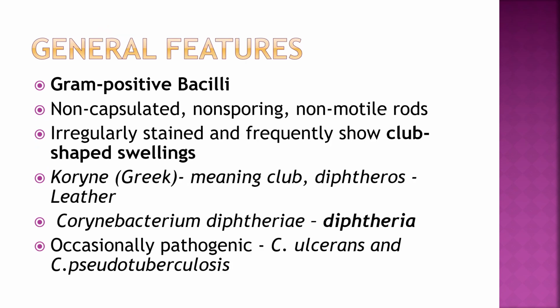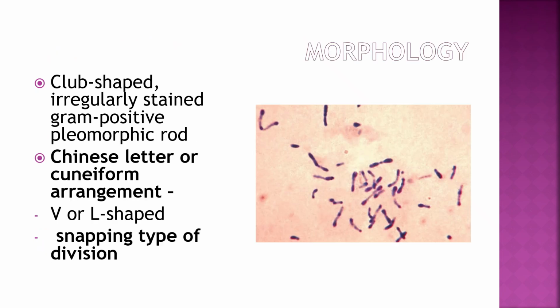The gram-positive bacilli are non-capsulated, non-sporing, non-motile, and irregularly stained, and frequently show club-shaped swellings at the end of the bacteria. Coryne means club and diphtheria means leather. So Corynebacterium diphtheriae causes the disease called diphtheria. It is a leathery type of pseudomembrane formation. The occasionally pathogenic other bacteria are Corynebacterium ulcerans and Corynebacterium pseudotuberculosis.